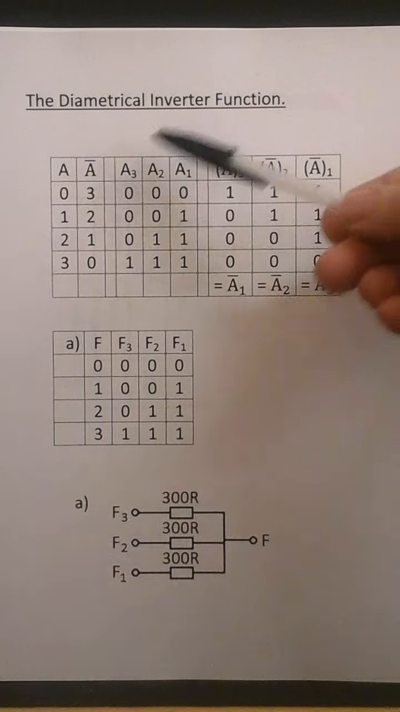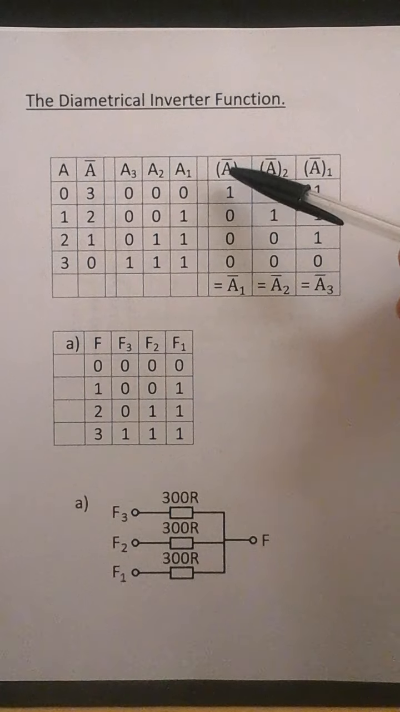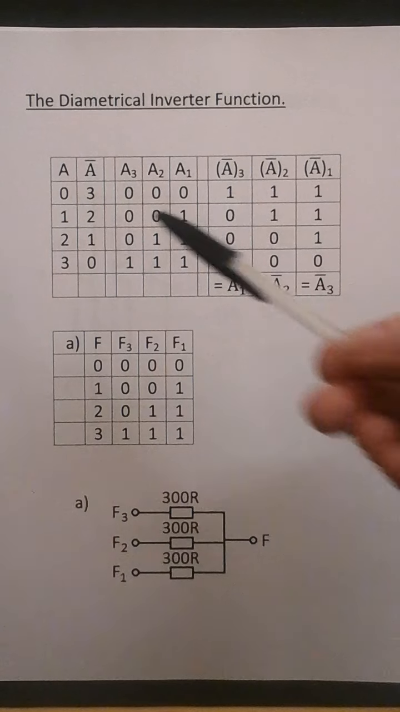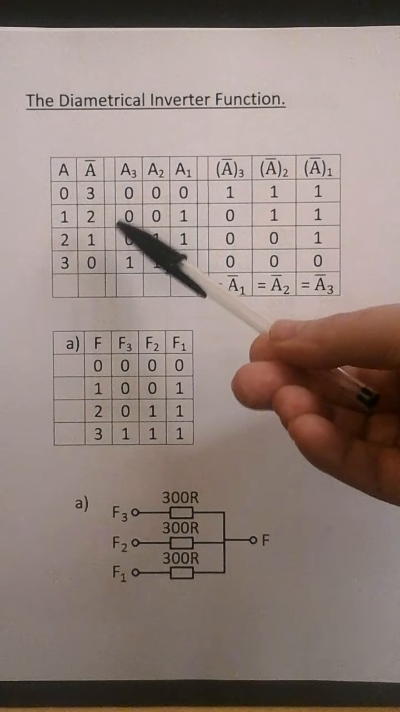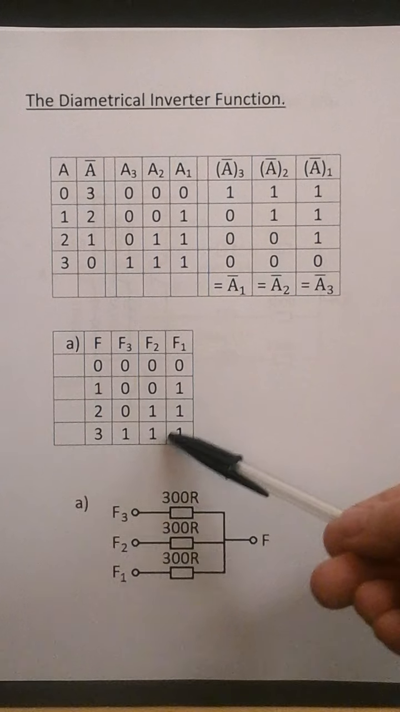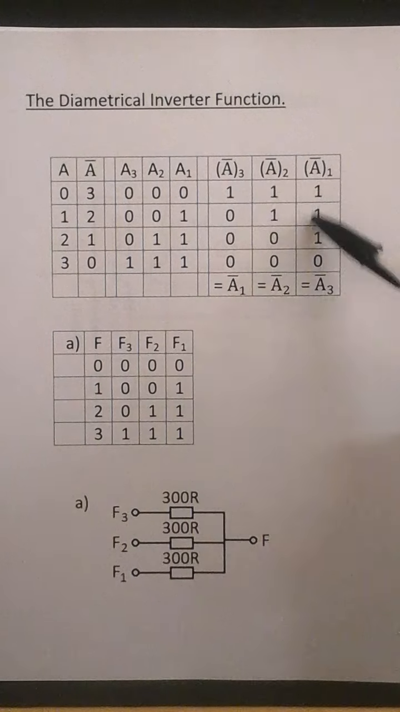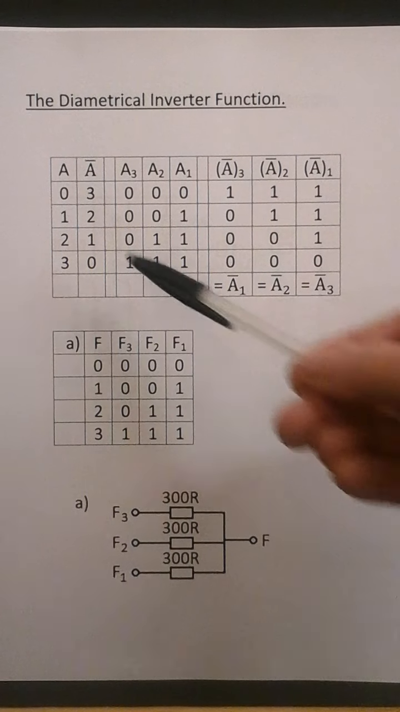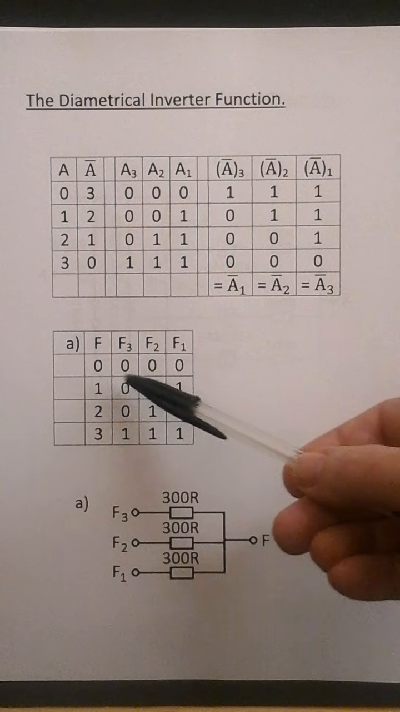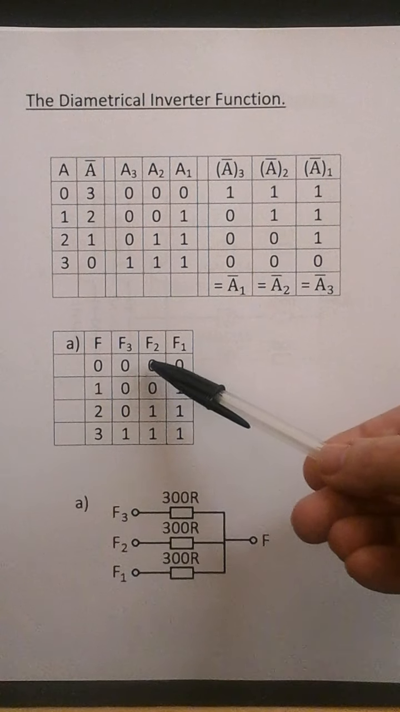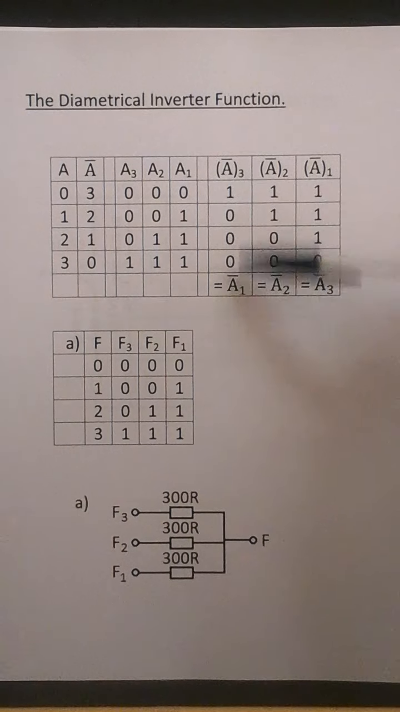This is the coding for A, and this is the coding for A3, A2 and A1. So in response to 3 it is 1, 1, 1. 2 is 0, 1, 1. 1 is 0, 0, 1. 0 is 0, 0, 0. So this is equivalent to not A1, this is not A2 and this is not A3.